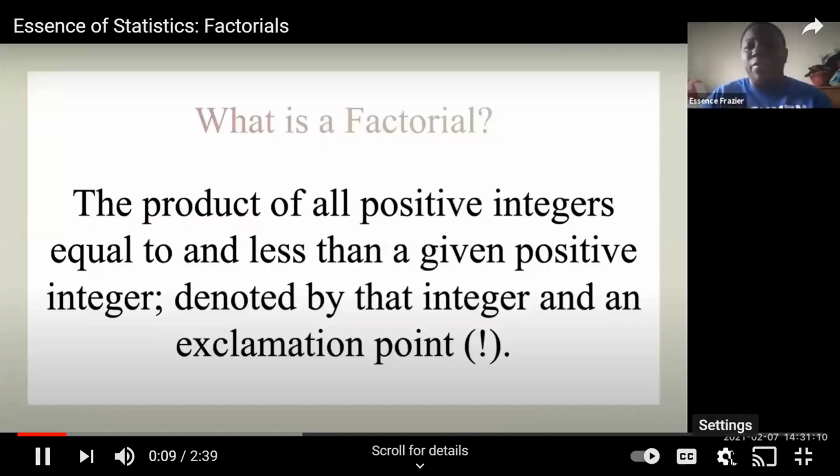So you may be asking yourself, what is a factorial? A factorial is the product of all positive integers equal to and less than a given positive integer, denoted by that integer followed by an exclamation point, right? Now, the product means multiplication of all possible integers equal to and less than a given positive integer, right?